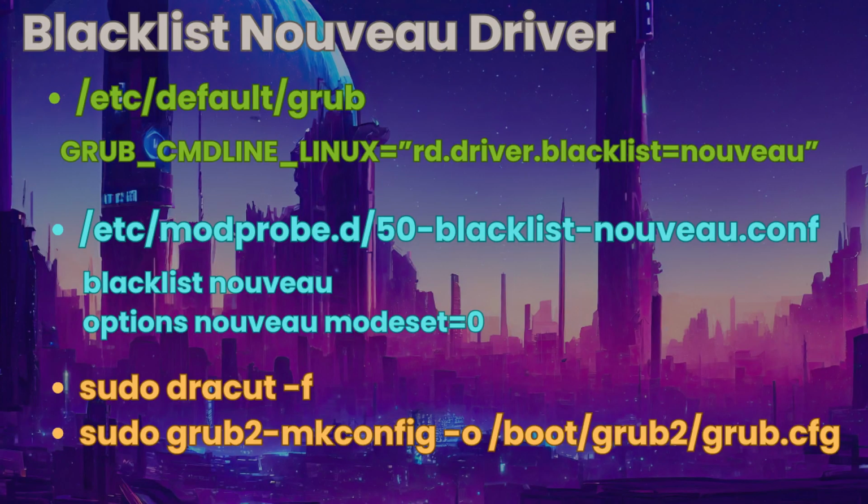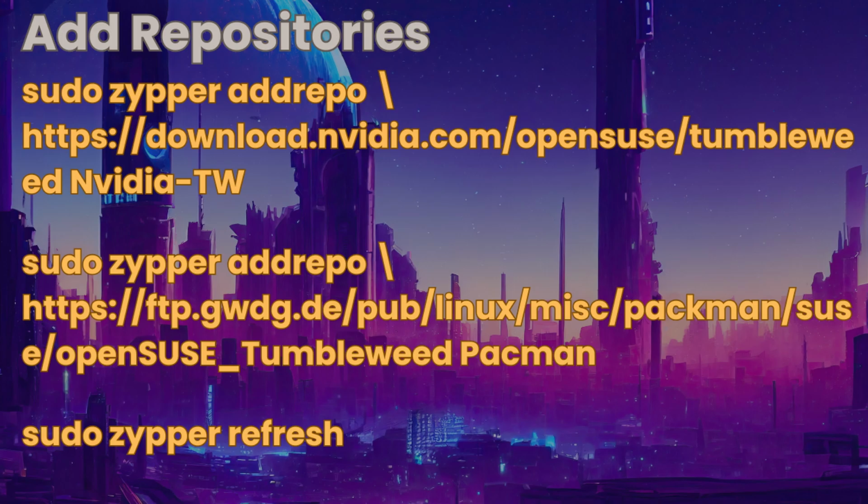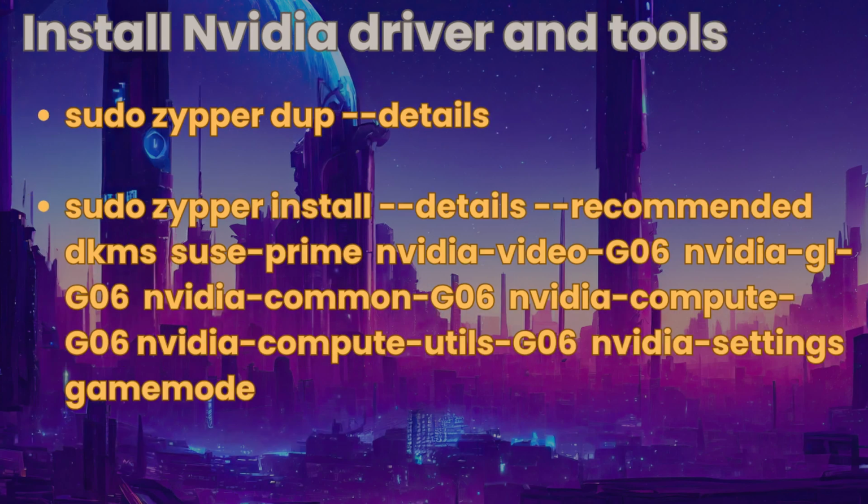When using Nvidia, we first blacklist Nouveau, the open source driver, because it conflicts with the official Nvidia driver. Then we add two repos, the Nvidia repo for the latest driver and the Packman repo for multimedia and gaming packages. Next, we install the driver and tools with zypper install --details --recommends and the packages. This pulls in everything you need for 3D acceleration, CUDA, and SUSE Prime for GPU switching on hybrid laptops.